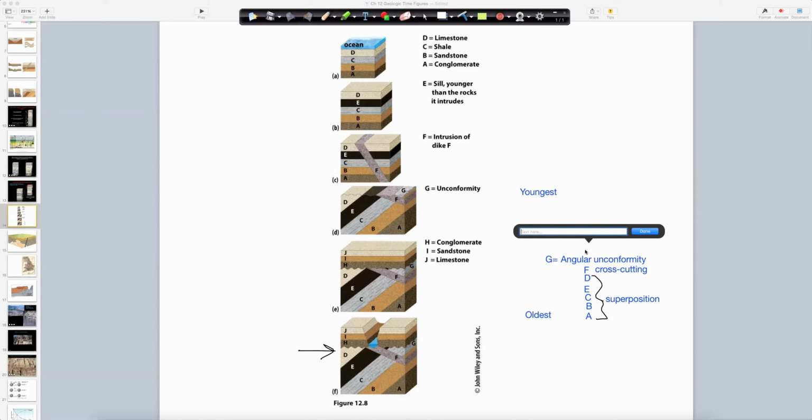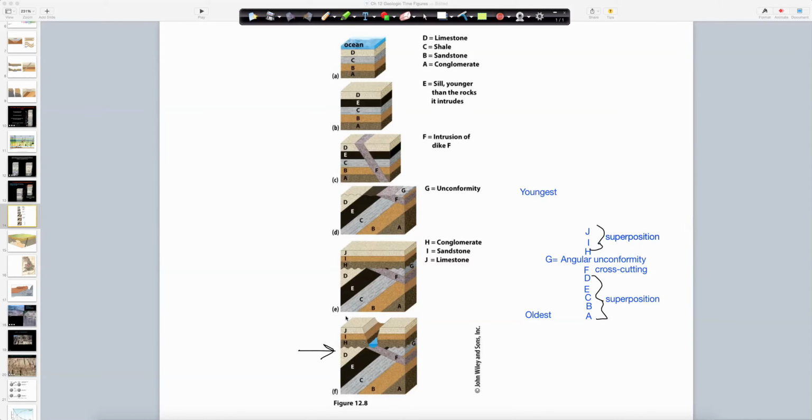So then, using superposition again, for H, it's on top, I is above it, and then J is above it. So once again, these three are going to be superposition. These are the two primary principles you're going to be using to relatively age date your rocks.